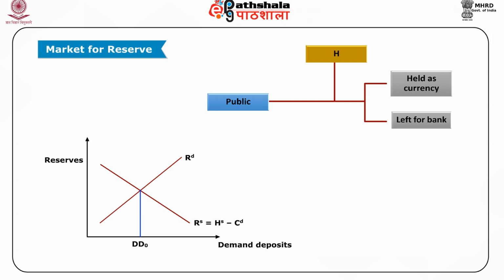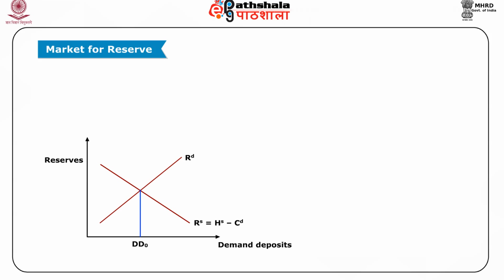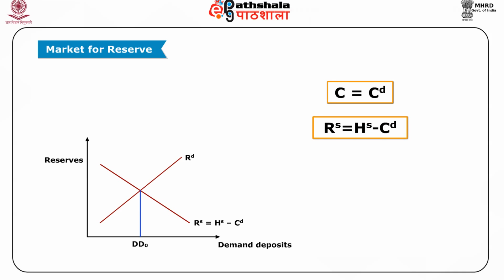In this, the public has the first claim on H to meet their demand for currency because banks are always ready to convert their demand deposits into currency at par. Assuming actual C is equal to CD, banks have residual claims for reserves given by RS is equal to HS minus CD, and given the downward sloping RS curve, the intersection of the RD and RS curves gives the equilibrium level of deposits DD naught. The equilibrium amount of money supply can be inferred as M naught is equal to C naught plus DD naught.